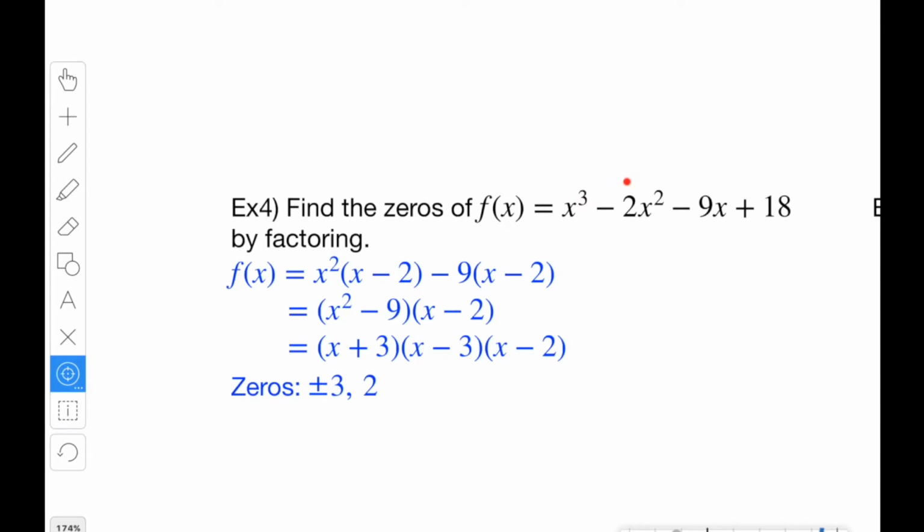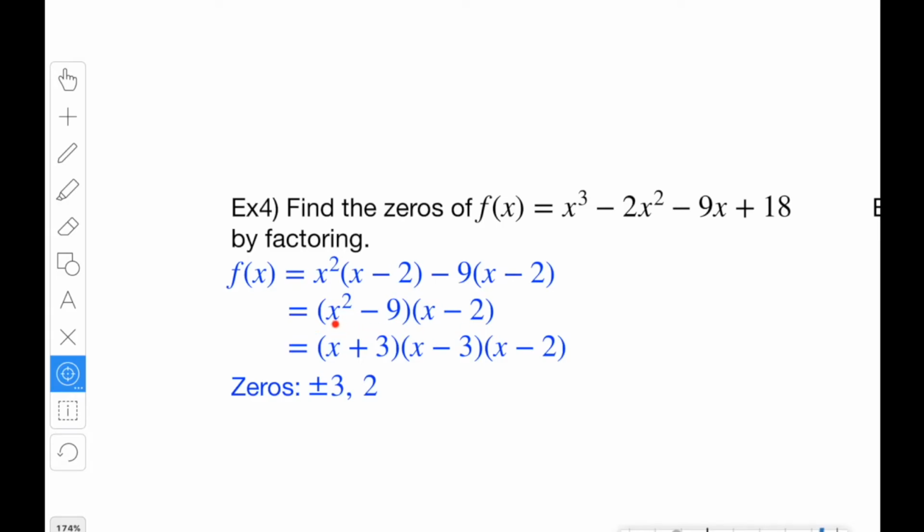The greatest common factor, the GCF, of the first two terms is x squared. x squared times x gives me x cubed, and x squared times 2 gives me 2x squared, with a subtraction between. Then here, the greatest common factor is going to be 9. I'm going to factor out a negative 9, so minus 9 times x is minus 9x, and minus 9 times minus 2 gives me positive 18. So here I can see that x minus 2 is occurring twice, and I'm going to factor that out, and we just have x squared minus 9 over here.